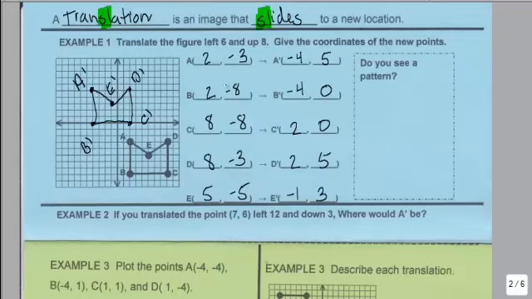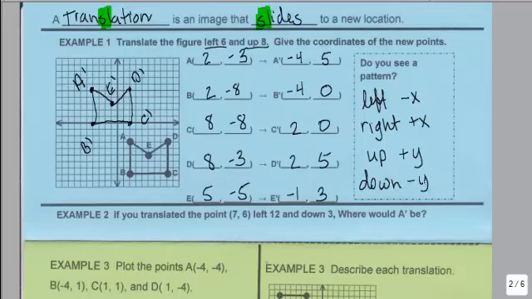And it's asking if you see a pattern. So if you look, when we moved left 6, how did we get from 2 to -4? Well, we subtracted 6. How did we get from 8 to 2? We subtracted 6. So if it moves left, you subtract your x's. If it moves right, you're going to do the opposite, so that'd be adding your x's. Now look at the other one. If it moved up 8, how do we get from -3 to 5? Well, we added 8. So if it goes up, you're going to add to your y. If it goes down, you're going to subtract your y.